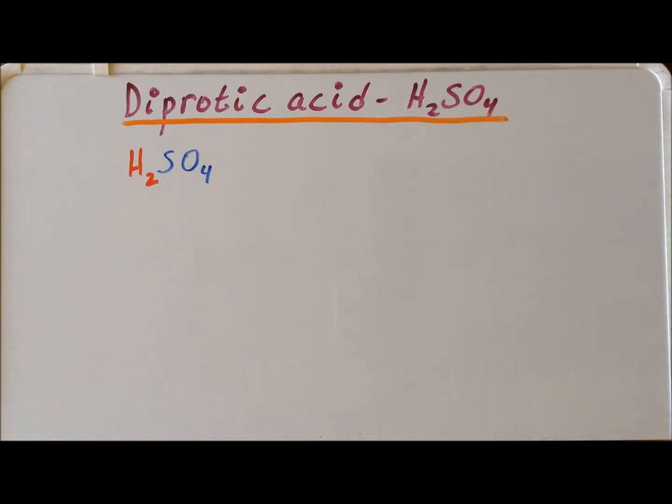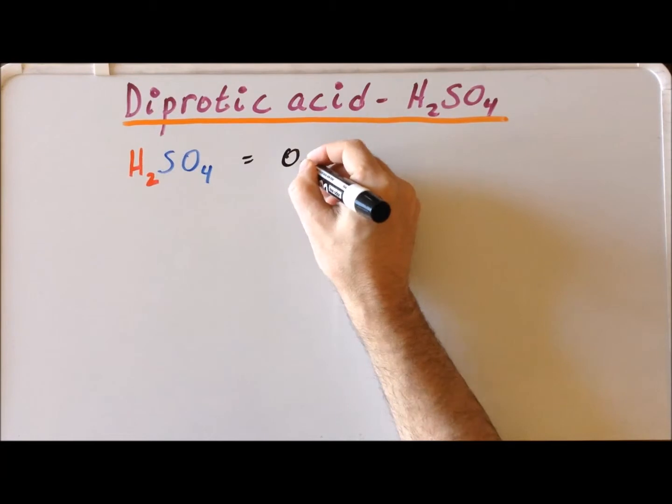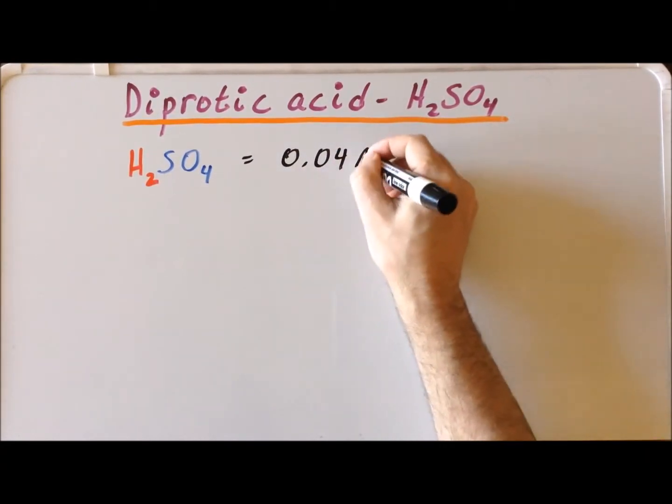Hello. In this video, we are going to find the pH of a solution of the diprotic acid, sulfuric acid. The concentration is going to be 0.04 molar.